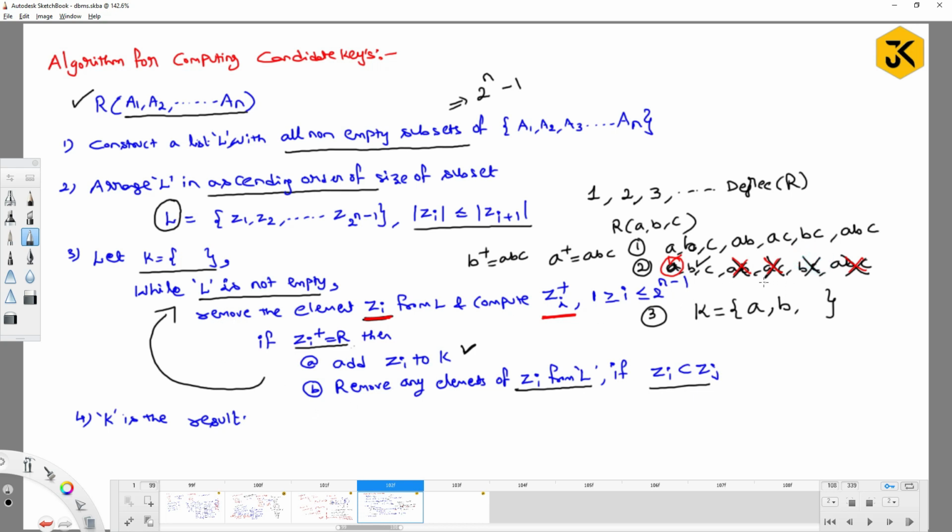Is the list empty or non-empty? Non-empty. I have to take out the C closure. Assume that C closure also derives ABC. So I am going to add it. Are there any supersets? No. And then I am going to repeat the same process again. Is the list empty? Yes. Once the list is empty, you can stop the process and execute the fourth step. That is, K is the final result. So what is the answer you are going to get? A, B, C are the candidate keys. Right. So this is the simple algorithm to find out the candidate keys.